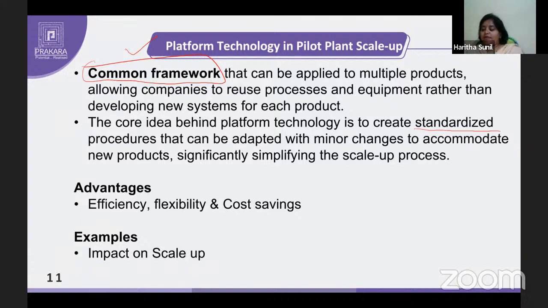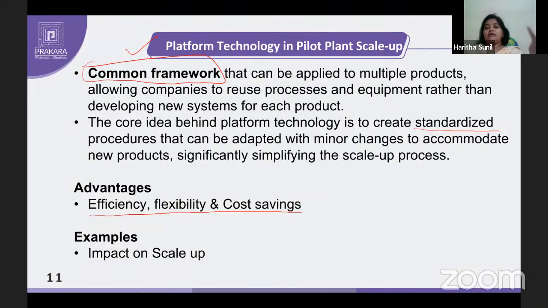And coming to the advantages of this particular pilot plant scale up: efficiency, flexibility, as well as cost saving. Because platform technologies are pre-evaluated or pre-validated, they need not have repeated testing, so you can save in both production as well as regulatory approval times. That means you are saving the production time as well as the time that is required to get the regulatory approval.